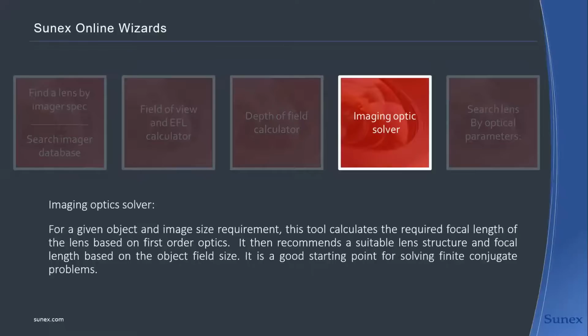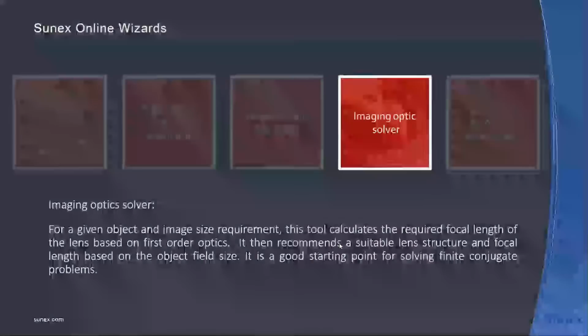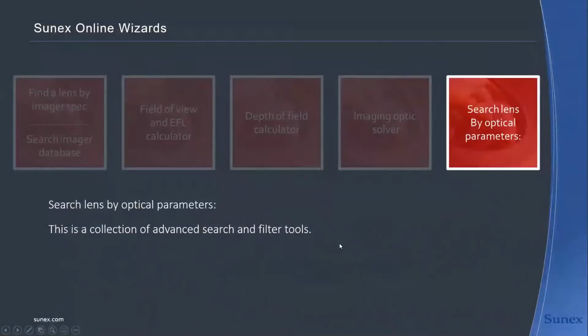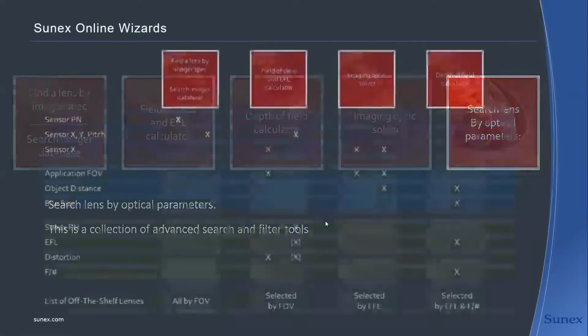Imaging optic solver, this is almost more like geometry. It's a very early starting point. You maybe just say, you understand how big the object is that you want to image. You maybe have an idea how far that object is away from your camera setup or from the sensor, and you also have a rough idea maybe of what's the sensor geometry, and this will help you create a starting point. And then the last one is just another collection of advanced search and filter tools to, again, navigate this large amount of lenses that we actually make available to you and have available in stock.